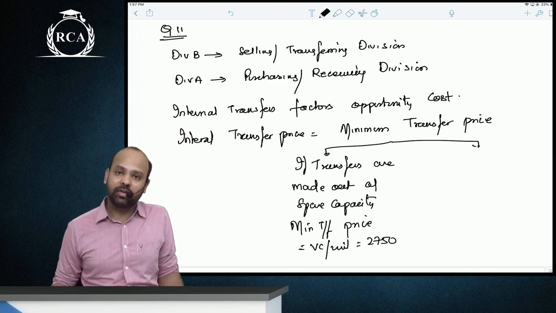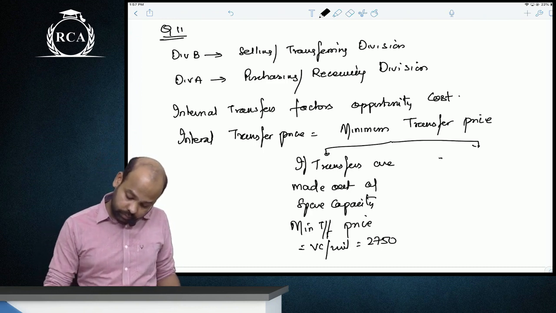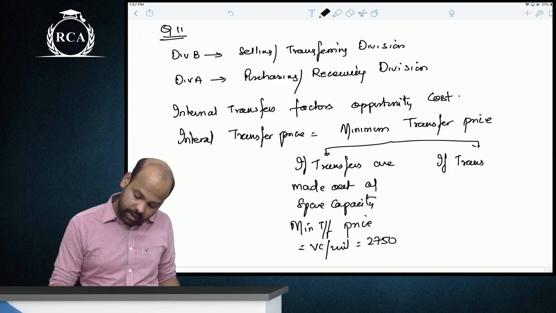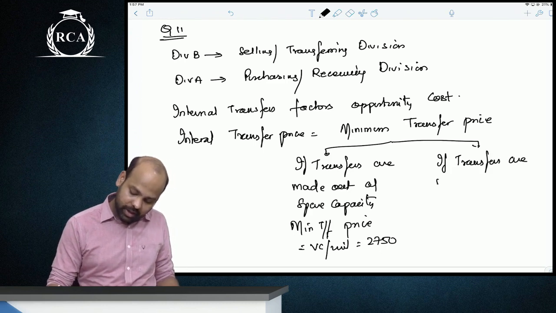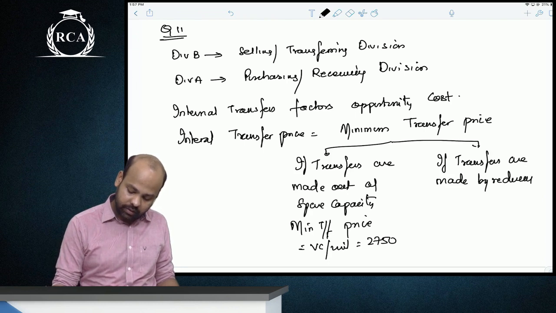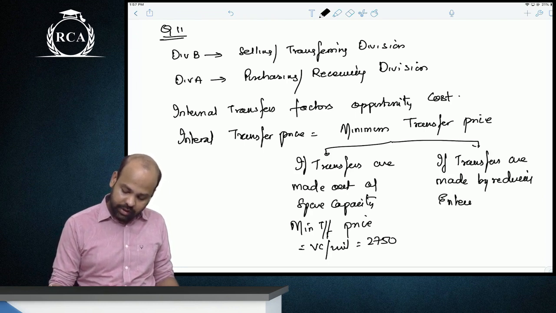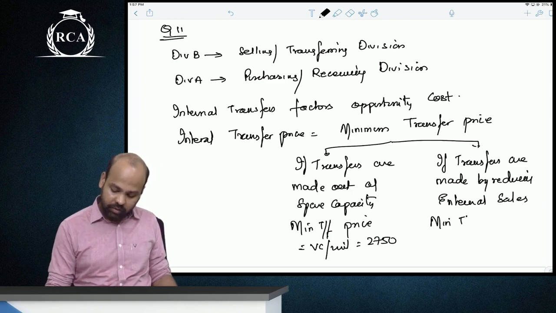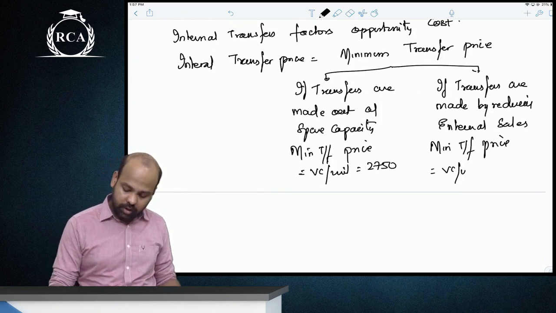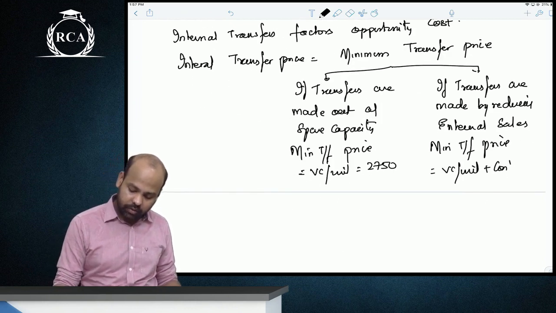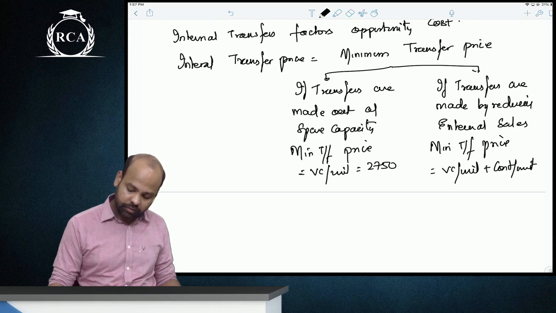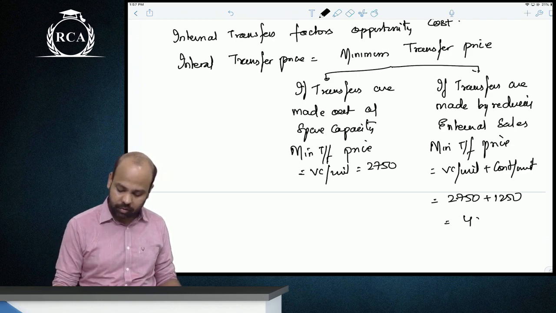2750 rupees, guys. If transfers are made, beta, by reducing external sales, you are reducing external sales as such, guys, and that is why you're making a transfer. The minimum transfer price, beta, will be equal to variable cost per unit plus contribution per unit. Contribution foregone, beta, 2750 plus 1250, 4000 rupees.